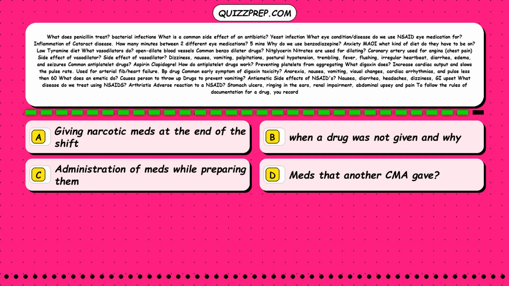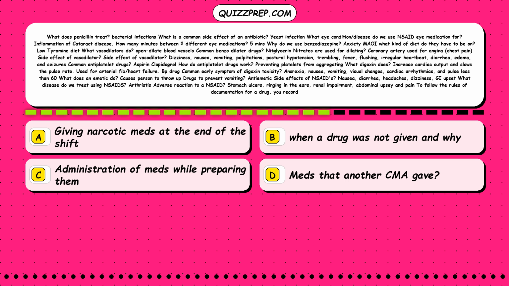Question 353. What does penicillin treat? Bacterial infections. What is a common side effect of an antibiotic? Yeast infection. What eye condition or disease do we use NSAID eye medication for? Inflammation of cataract disease. How many minutes between 2 different eye medications? 5 minutes. Why do we use benzodiazepine? Anxiety. MAOI: what kind of diet do they have to be on? Low tyramine diet. What do vasodilators do? Dilate blood vessels. Common vasodilator drugs: nitroglycerin. Nitrates are used for dilating the coronary artery, used for angina, chest pain.